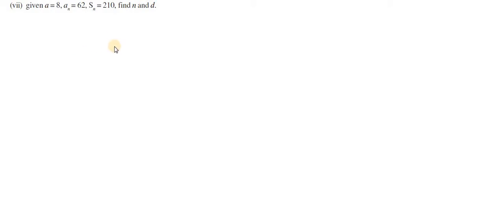We need to find n when the sum of n terms of an AP is given. We know that the sum of n terms of an AP, Sn, is equal to n by 2 into (2a plus (n minus 1) into d). This is one formula we know, and also we know that Sn is equal to n by 2 into (a plus an).